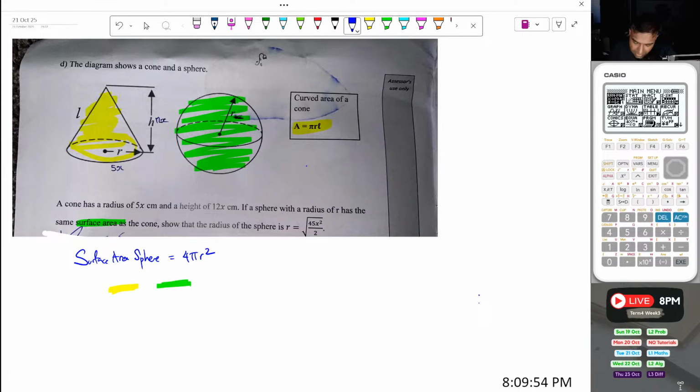Now the green part is the sphere, because we've got surface area of cone equals surface area of sphere. The surface area of a sphere formula is 4 pi r squared, and the surface area of the curved part of a cone is pi times the radius times the length.